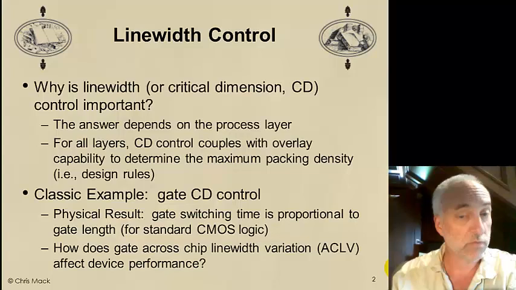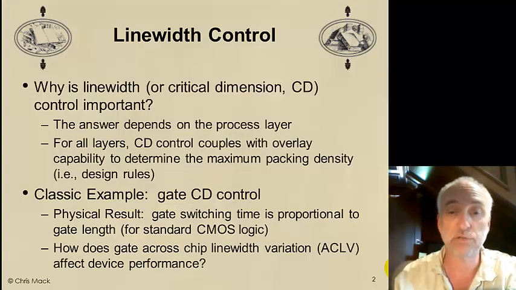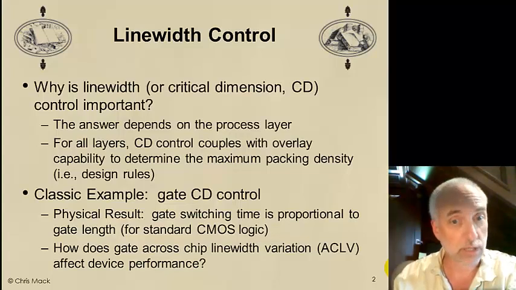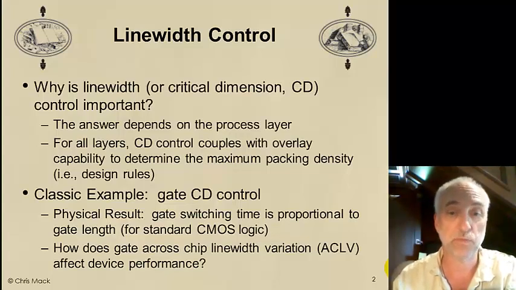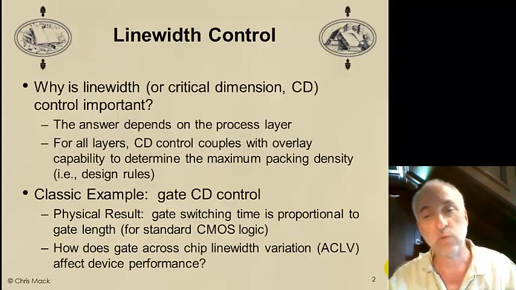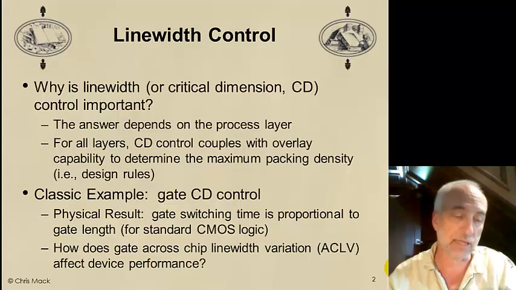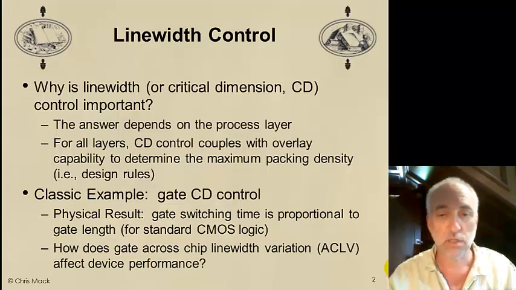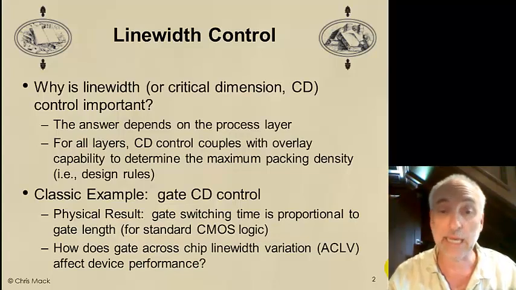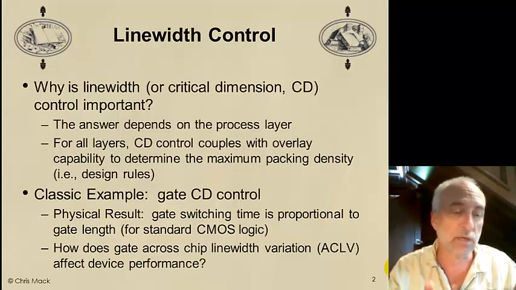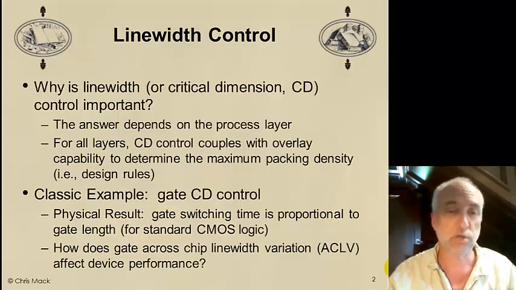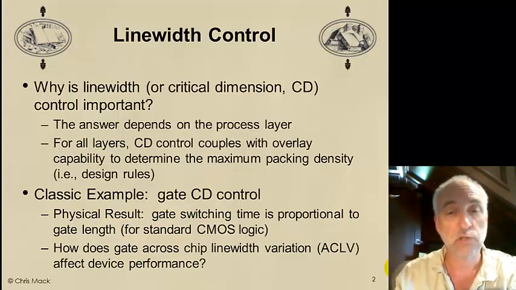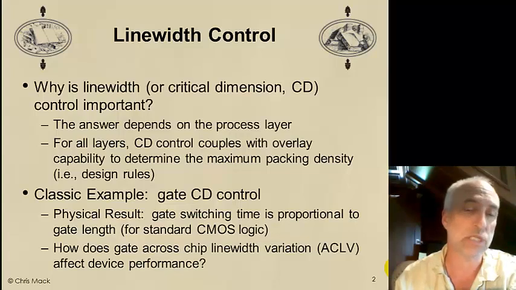A classic example of where we often talk about the importance of line width control is the gate. The gate of our CMOS or MOS transistor is very critical to the performance of that transistor. In particular, the gate switching time is proportional to the gate length. And the gate length is how wide the feature is, the size of the feature, the CD. We call it the gate length. And wider gates take longer to switch on and off, pretty much in direct proportion. So when we think about errors in the gate CD, we can relate them to these switching times.